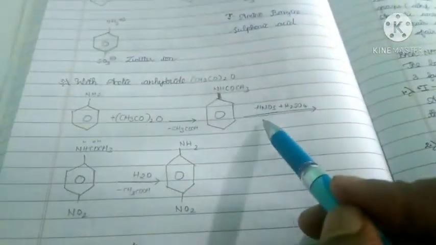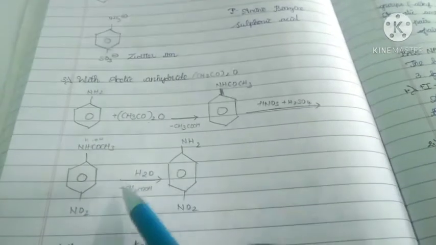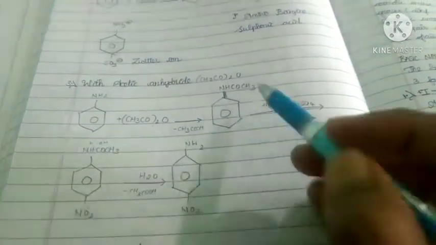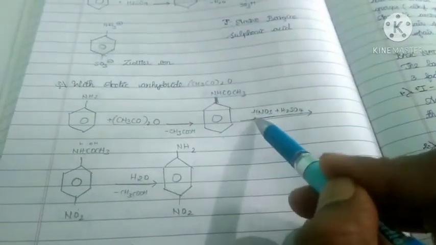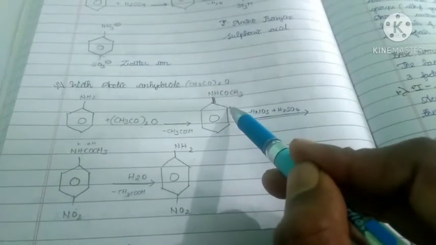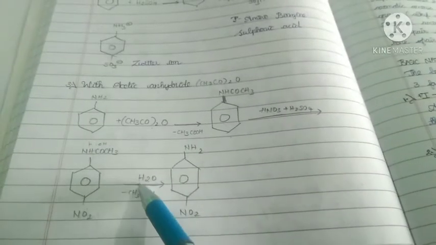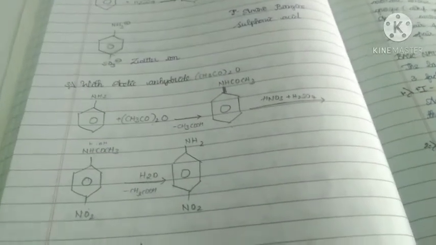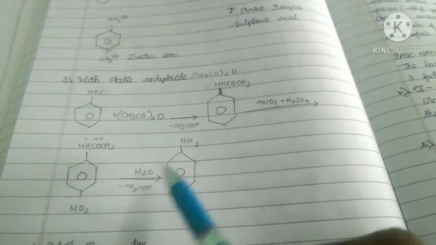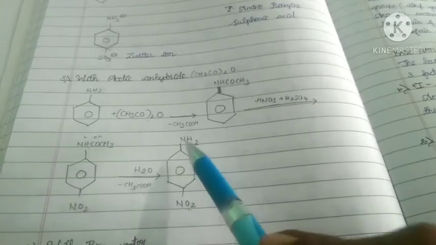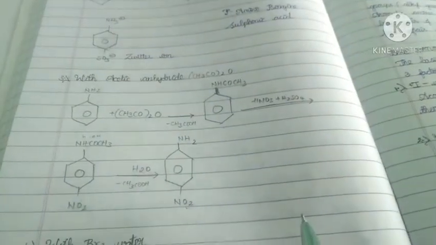When this compound is treated with HNO3 plus H2SO4, which means what? Nitration. Then we get this compound. That means this group acts as an electron donating group. Then the incoming electrophile attacks at the para position. The ortho compound is not possible because of repulsions. Then we get this compound. When this compound is treated with water, then acetic acid will be removed, that is CH3COOH. Then finally we get this compound, that is para-nitroaniline. And that is about the reaction with acetic anhydride.